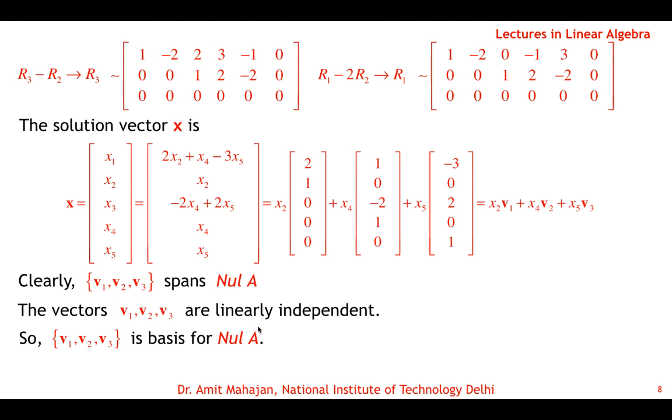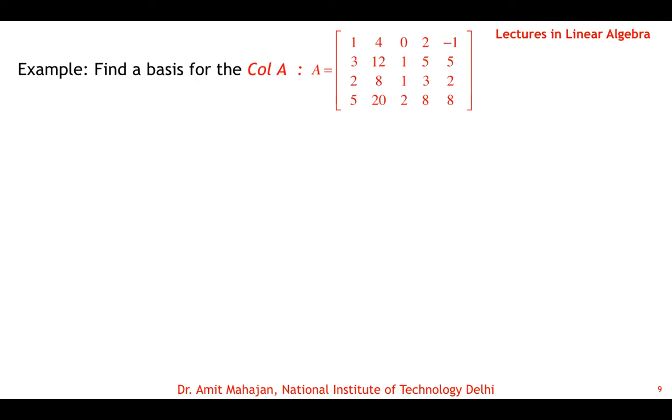So if you have to find the basis for null space A, what you have to do is solve the homogeneous system and find the solution. Automatically the vectors which are generated in the linear combination form the basis. Now the second example is to find a basis for the column space A.